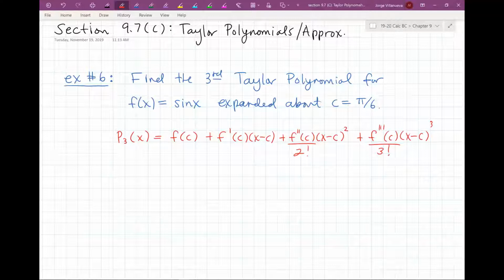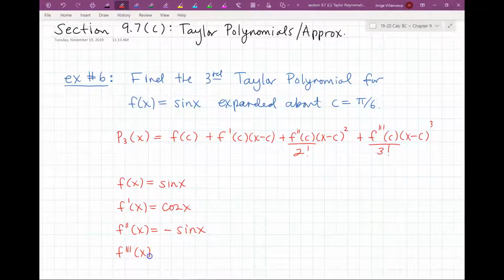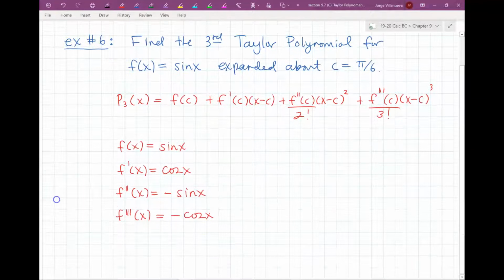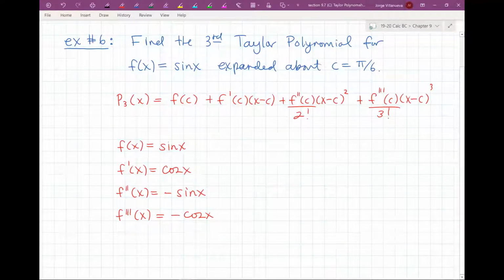So first off, I'm going to get my original function f of x, which is sine of x, and then take a derivative of it. So that'd be cosine of x. Take another derivative of it. That'd be negative sine of x. And take one more derivative of it, negative cosine of x. Remember, third degree means go all the way to the third derivative.